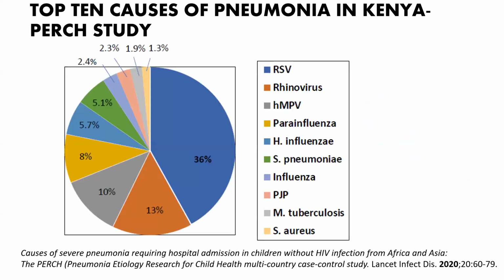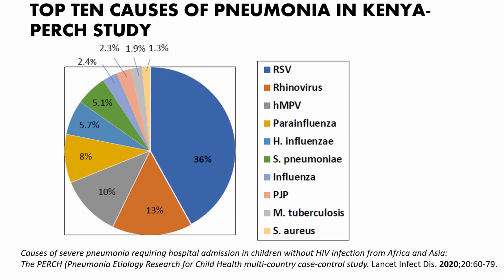So, on to the top 10 causes of pneumonia in Kenya. This is from a multinational study, famously known as the PERCH study or trial, and PERCH stands for Pneumonia Etiology Research for Child Health, which was a multi-country case-control study that was conducted in Kenya, among other countries, and published in the Lancet, in fact, for a journal, infectious disease. I think it was supported by the Bill and Melinda Gates Foundation.